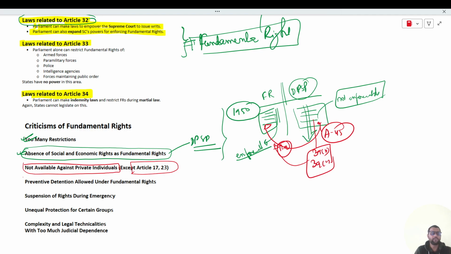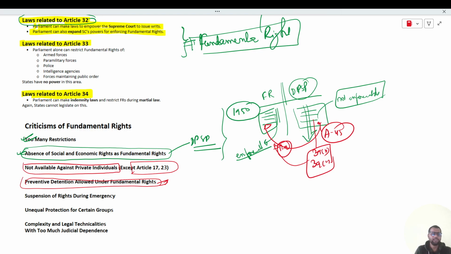Then we have the preventive detention allowed under fundamental rights. This is also a criticism. Why are you allowing the preventive detention under the fundamental rights? Many scholars say that this contradicts the very idea of right. That at one time you are saying that you have the right to freedom. In the very fundamental rights, you are also allowing the preventive detention under Article 22. So this is also a sort of criticism.